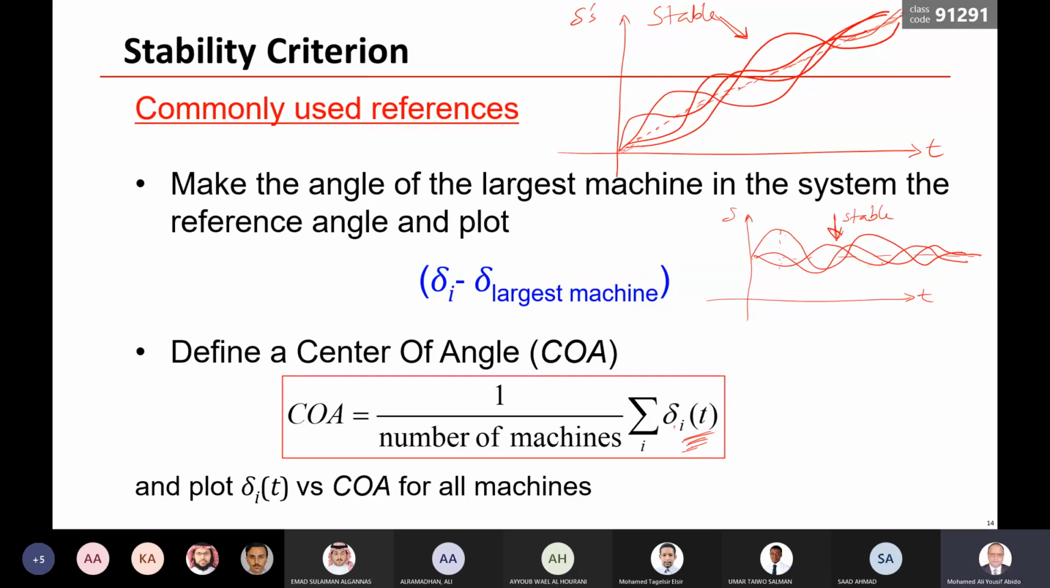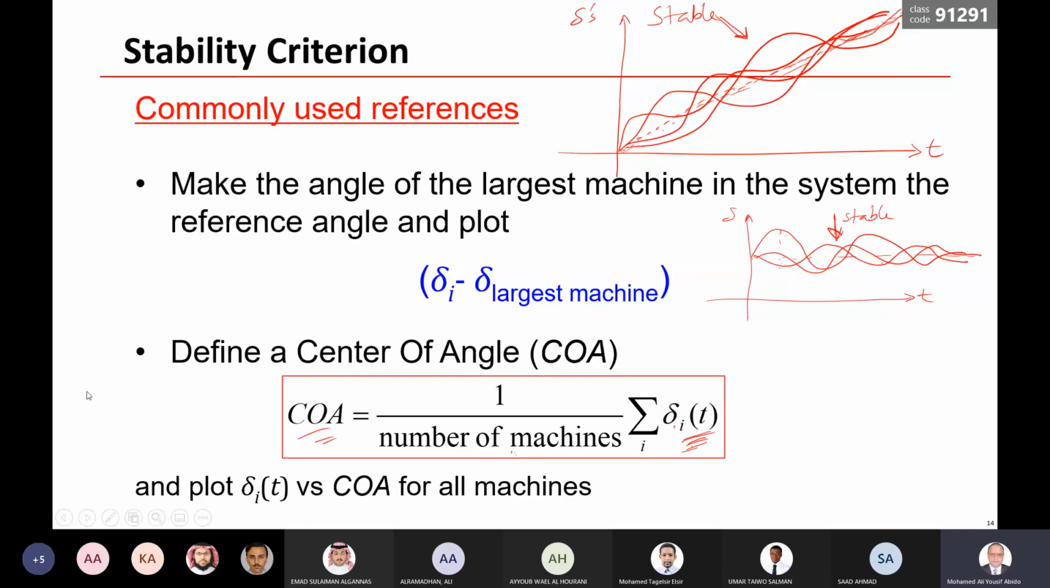But here we defined the center of angle. We compare the angles of a certain machine with this center of angle, and this center of angle is a summation with respect to time. So in this case, this is the center of angle. You can have either way to define the reference for the multi-machine: either you take the largest machine as your reference, similar to what we are doing in load flow, or you define a center of angle as such.